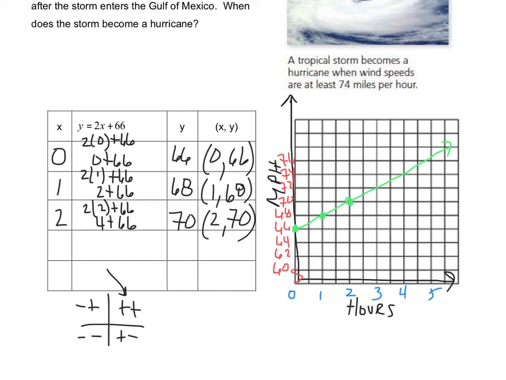How is this going to help me answer the question? Well, back up here, it talks about a tropical storm becomes a hurricane when it's at least 74 miles an hour. So I want to look on my graph. Where is it 74 miles an hour? Well, it's right here. So if I follow across where it hits, which is right here, that goes with this number 4, which means it'll be 4 hours when this becomes 74, right there. So I would answer my question as 4 hours to become a hurricane.